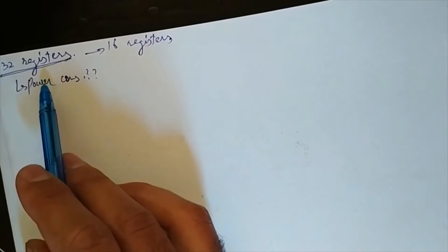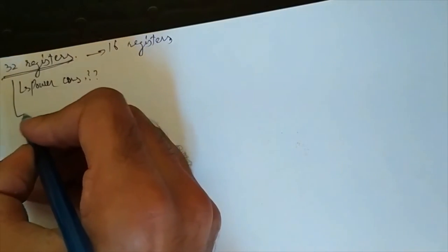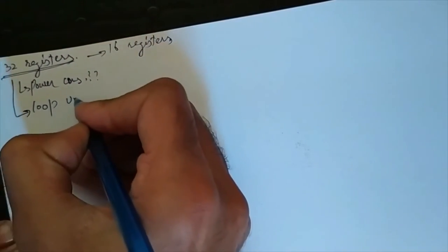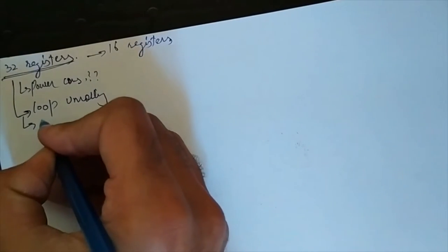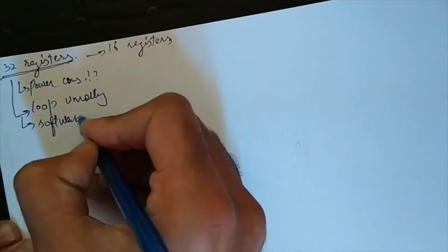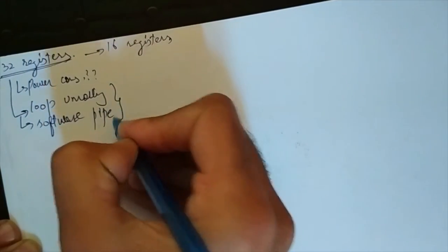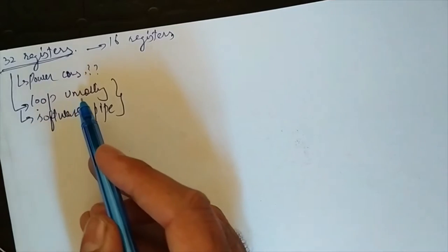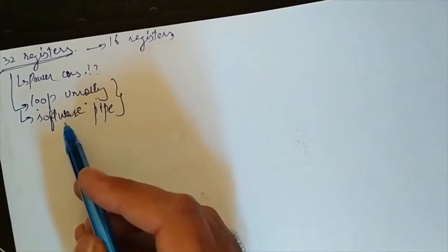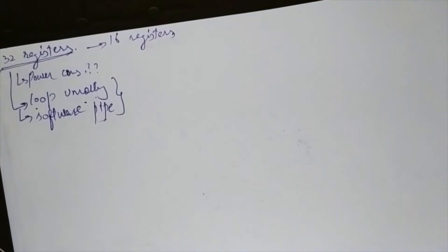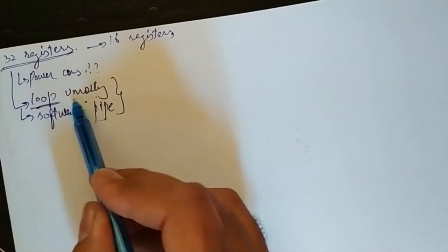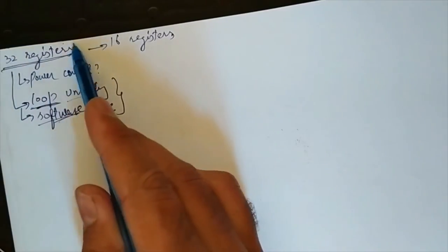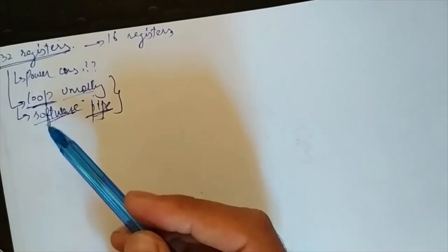However, having a large number of registers has many other advantages. For example, it can be extensively used for loop unrolling and software pipelining. We will discuss these two enhancements, loop unrolling and software pipelining, in the processor designing chapter, where we will discuss how they help us improve performance, and how having a large number of registers helps us make extensive use of these two optimizations.